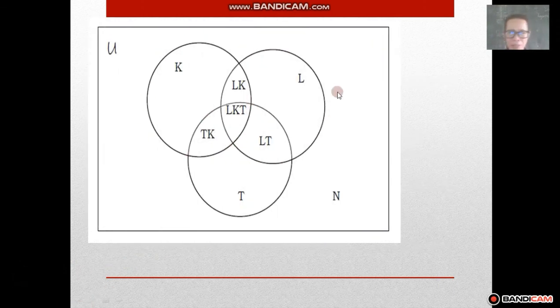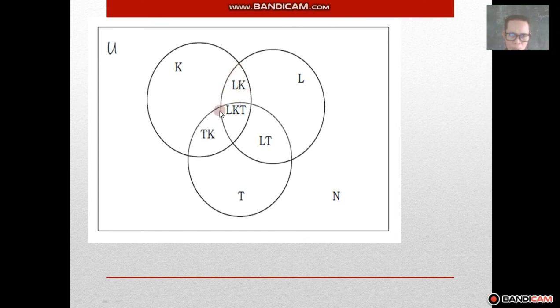Okay, so this is now the Venn diagram. Now the 3 circles here are represented using capital letters. We have the Coronadal K, this entire circle here. Then we have set L, the entire circle here. Then set T, the entire circle here. And then the intersection of L and K is represented by LK.